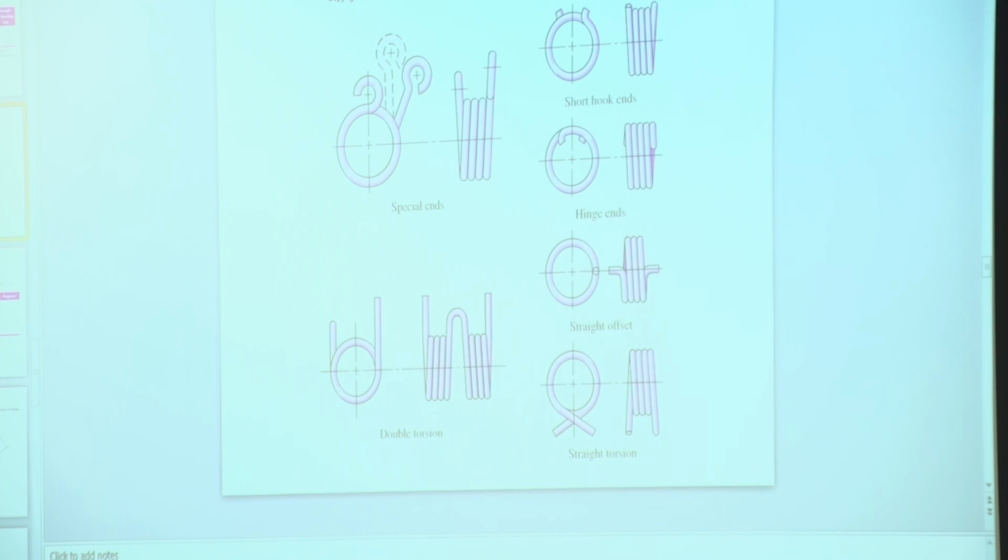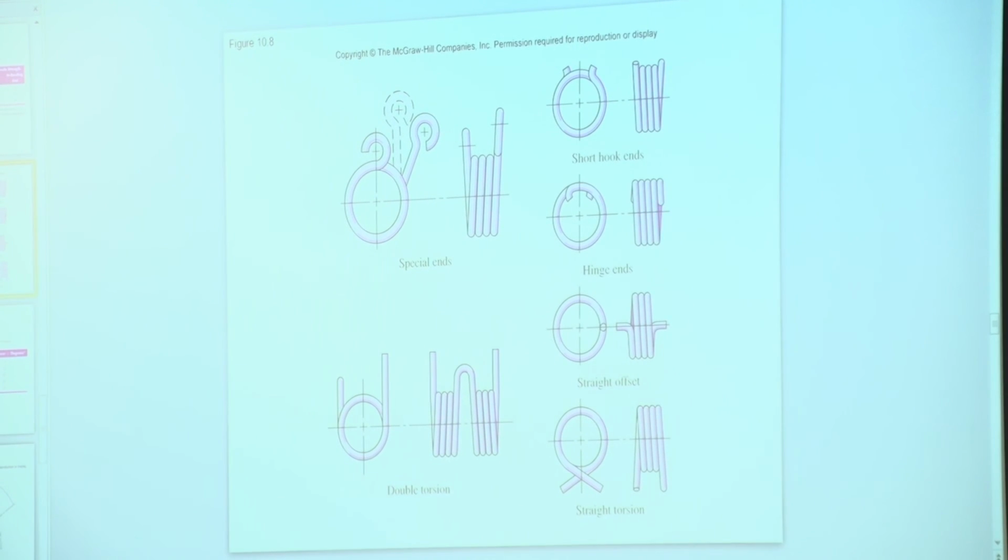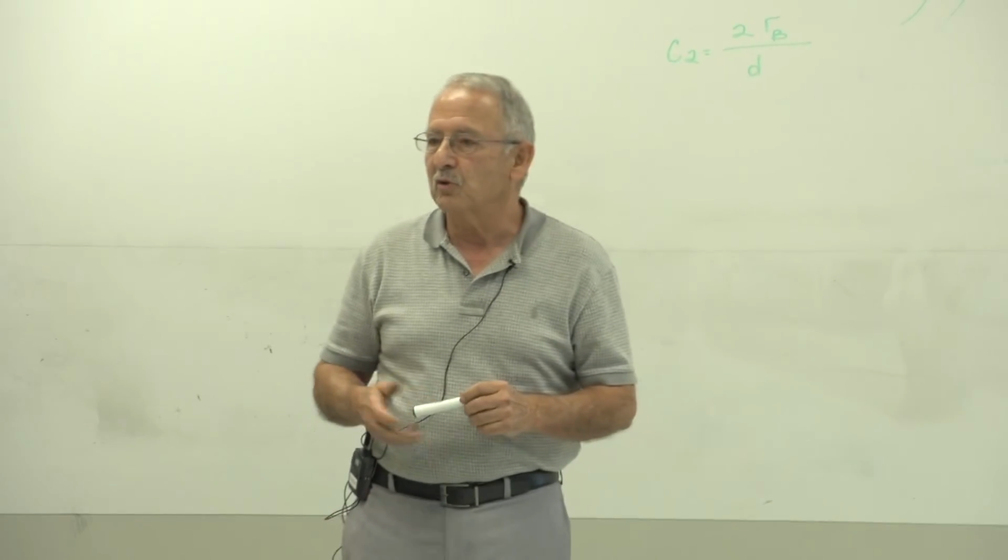So torsional springs. Torsional springs, as the name implies, are in torsion. Are compressive springs in compression? No. Torsional springs are not in torsion either. Torsional springs are in bending. They carry the load by bending. The reason why they're called torsional springs is that they create a moment. A moment is required to deform the spring.